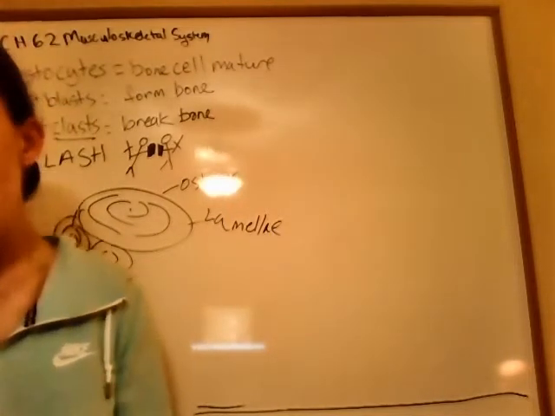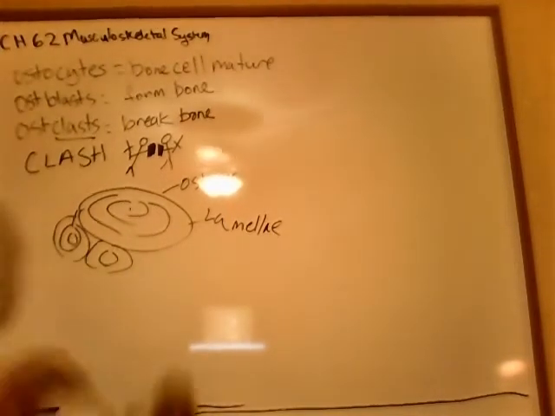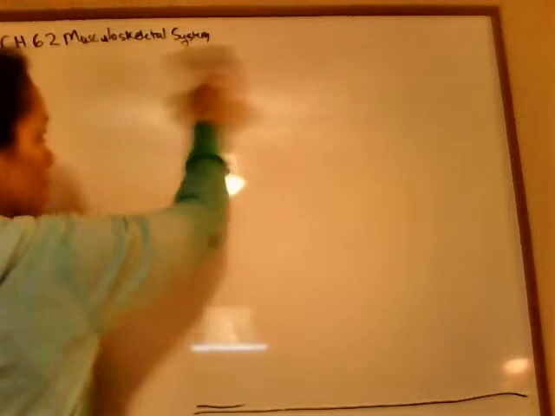So that breaks down the bone. Again, not on the test, just something so you know. Osteocytes are mature cells. Osteoblasts make. Osteoclasts break. That's pretty much what you need to know.